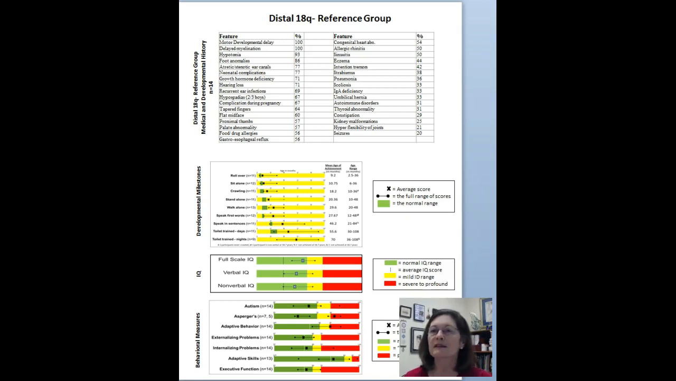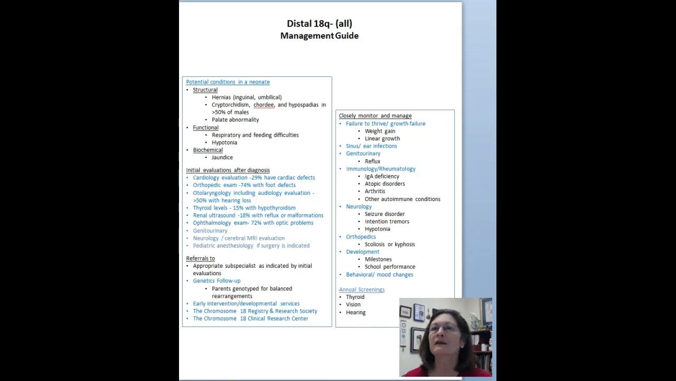So again, this just takes some time to look at and think about, and me talking about it doesn't really improve your interpretation. Again, here's the management guide set up in exactly the same way for everyone with distal 18Q-. So this is all people with 18Q- regardless, because oftentimes we fear that the treating physicians don't necessarily know if someone has a TCF4 deletion or not. So this is an all-inclusive list.